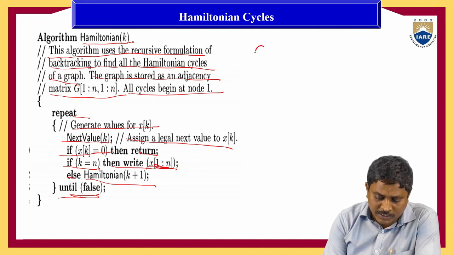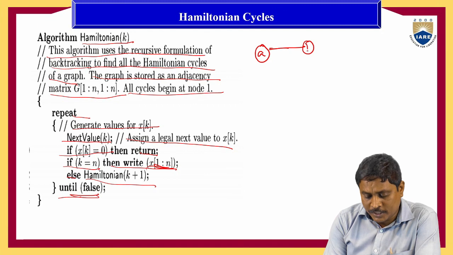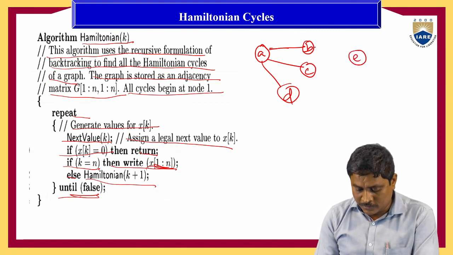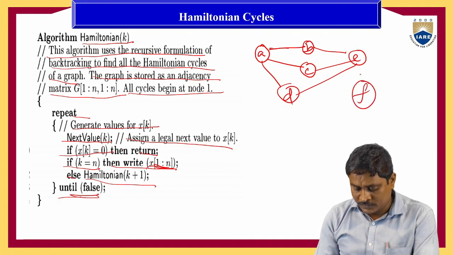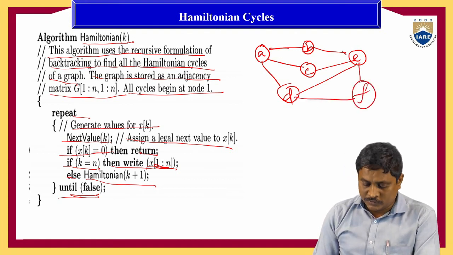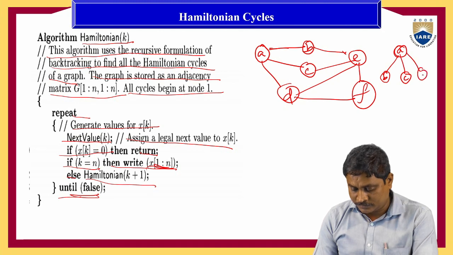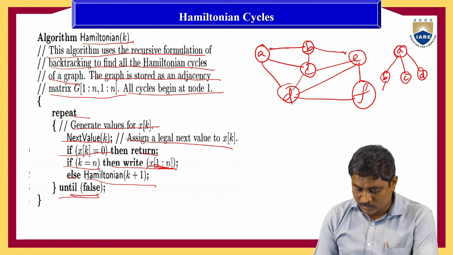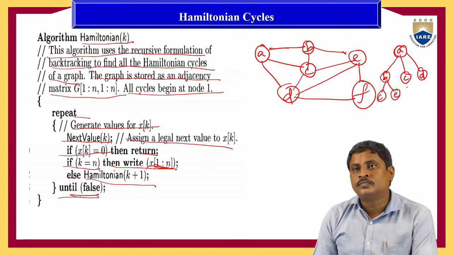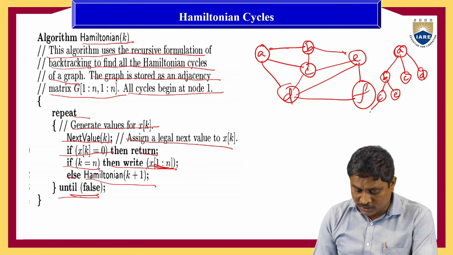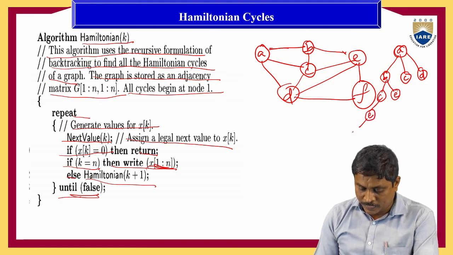For example, here we take the graph: A to B, B to C, C to D, B to E, C to E, D to E, E to F, D to F. First we start from A. A is adjacent to B, C, D. B is adjacent to E, C and E. We choose the next vertex C. C is adjacent to E, E is adjacent to F, F is adjacent to D, D to A.